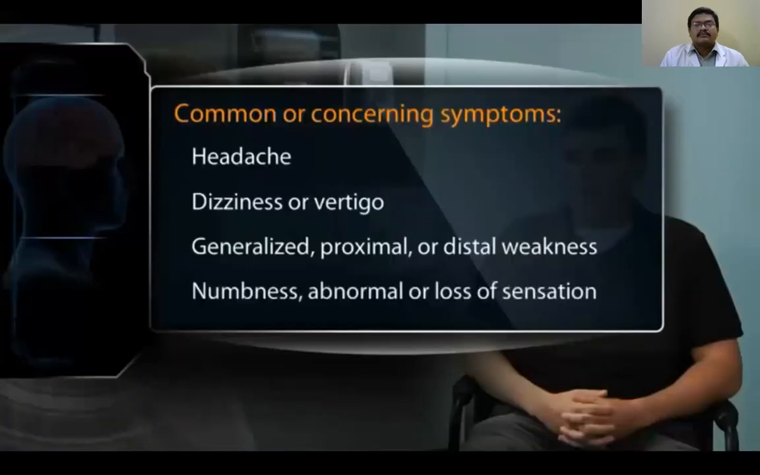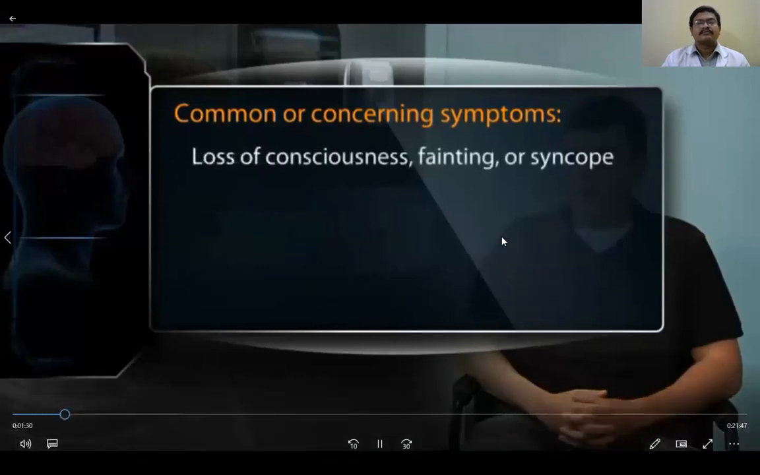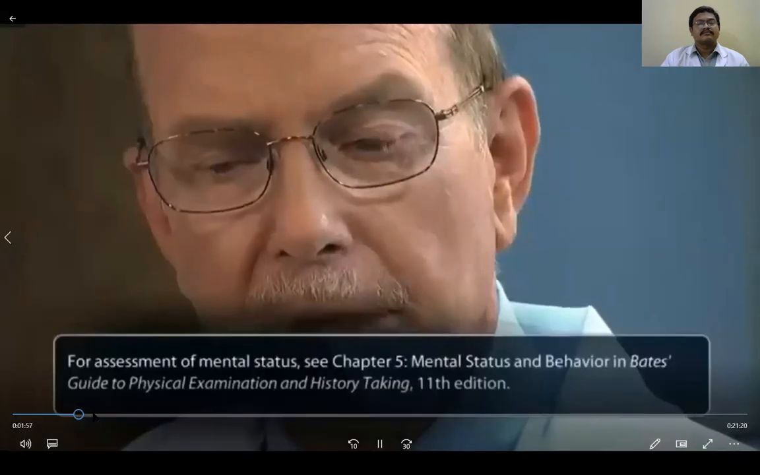Common or concerning symptoms relating to the nervous system include headache, dizziness or vertigo, generalized proximal or distal weakness, numbness, and abnormal or loss of sensation, loss of consciousness, fainting. Please refer to Chapter 5.